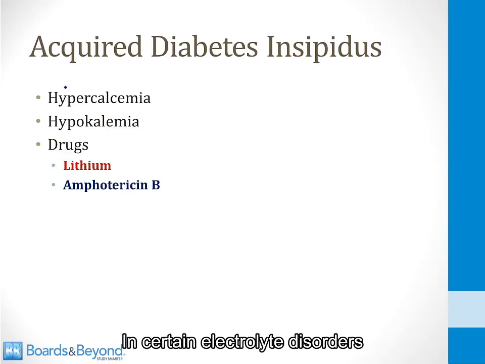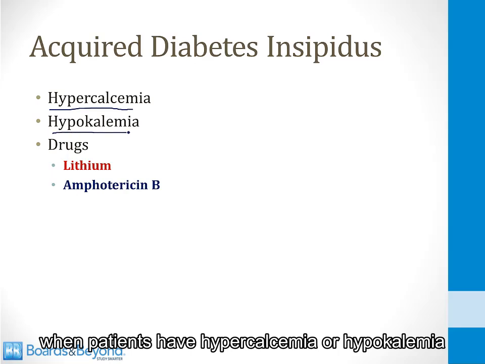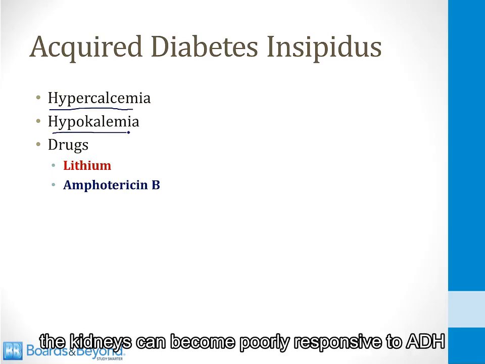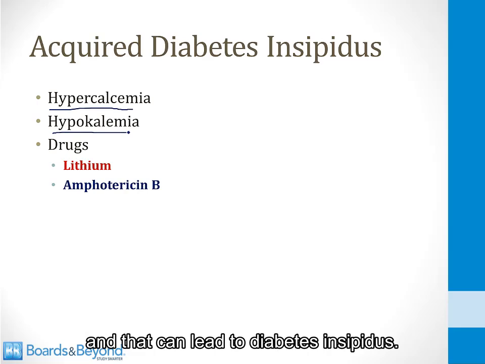In certain electrolyte disorders, nephrogenic diabetes can occur. When patients have hypercalcemia or hypokalemia, the kidneys can become poorly responsive to ADH, and that can lead to diabetes insipidus.